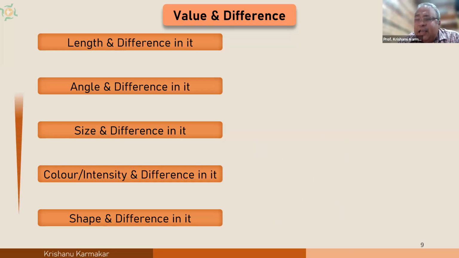So if we think carefully, we'll see that as we go up this ladder, the higher the attribute is in this ladder, the better it is in representing the difference in value. And the lower we come down, the worse it becomes. So length and difference in length is very good at representing difference in values, but shape and difference in shape is not that great. So one type of message is value and difference in it.